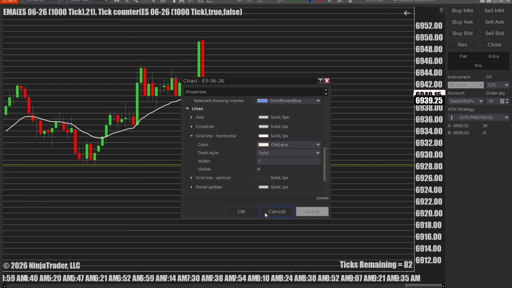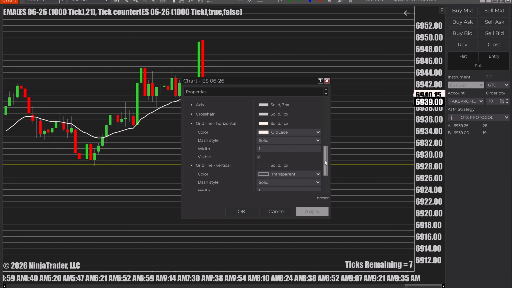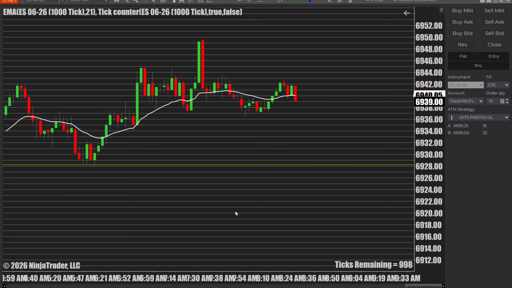And then I'll go with white. And then on the vertical line, I turn that one to transparent to take it off, because all I want to do is have horizontal lines. The reason being is I want to find out what the distance is of 1 point today, so I know how volatile the market is, okay?